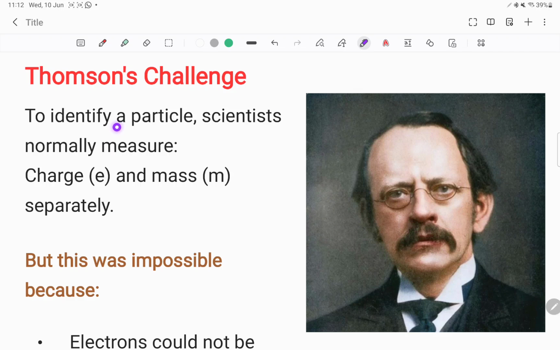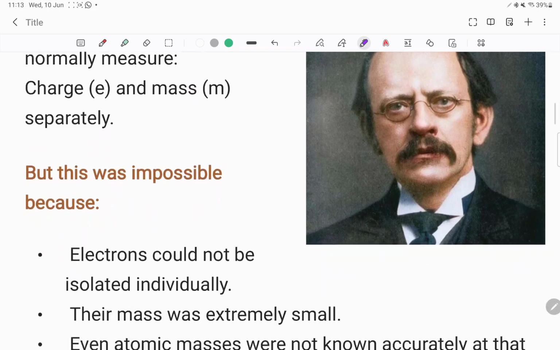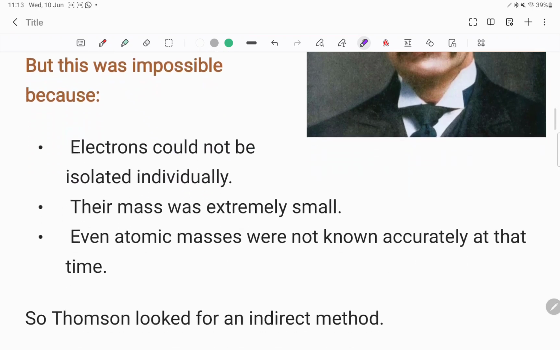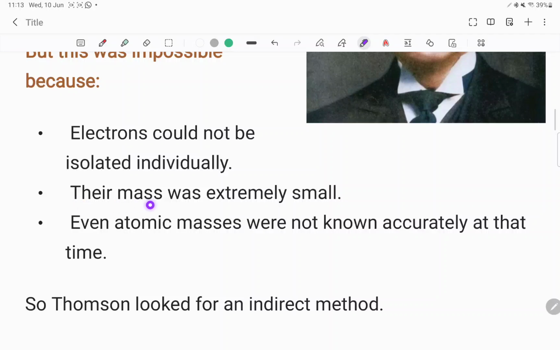To identify a particle, scientists normally measure charge and mass separately. But this was impossible because the electron could not be isolated individually and its mass was extremely small. Even atomic masses were not accurately determined at that time. Compared to the atomic mass, the electron mass is about 2000 times less.